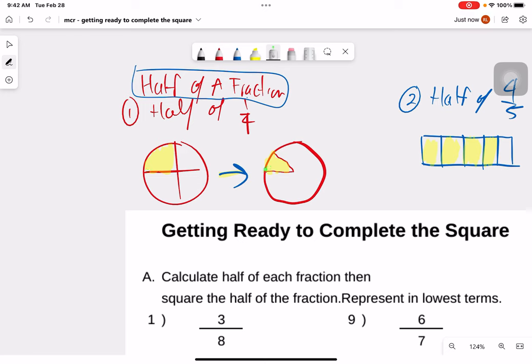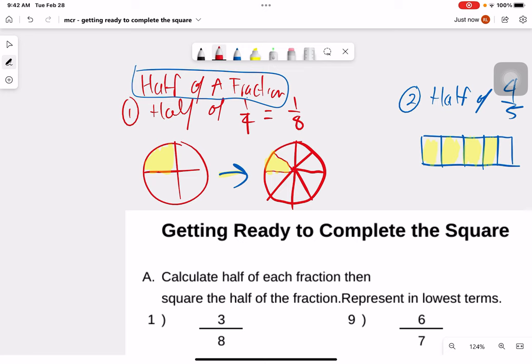Well, now it's a fraction, so I've got to cut it into equal parts. But if you notice, this piece here results in two pieces where I had one piece here. So I need to continue to do that around the fraction. So what have I got now? Eighths. So half of 1/4 is 1 out of 8, 1/8.